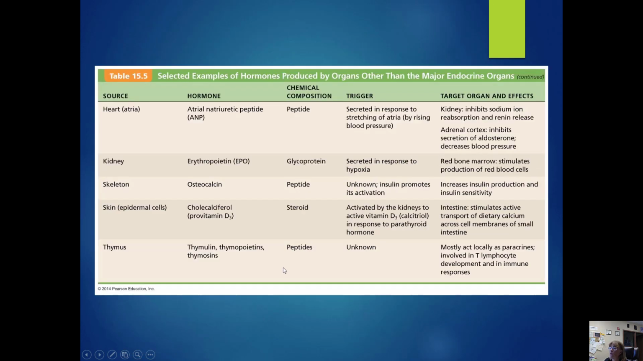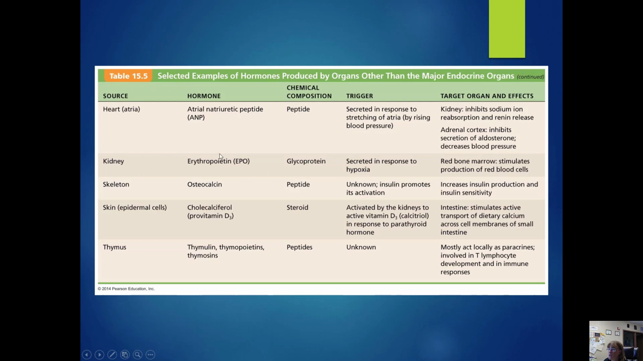Okay, we're not going to worry about those other ones. And then the heart produces ANP, which is antagonistic to aldosterone. So what it does is inhibit sodium reabsorption, and then will inhibit aldosterone secretion to lower blood pressure. Because if you have a lot of sodium in your bloodstream, your blood pressure is going to go up.